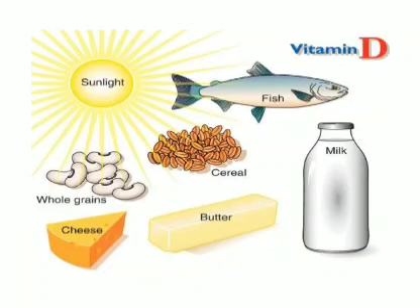These are the sources of vitamin D. Sunlight. Sunlight is the best source of vitamin D. Apart from that, some foods also contain vitamin D. They are whole grains, cheese, butter, cereals, fish, and milk.